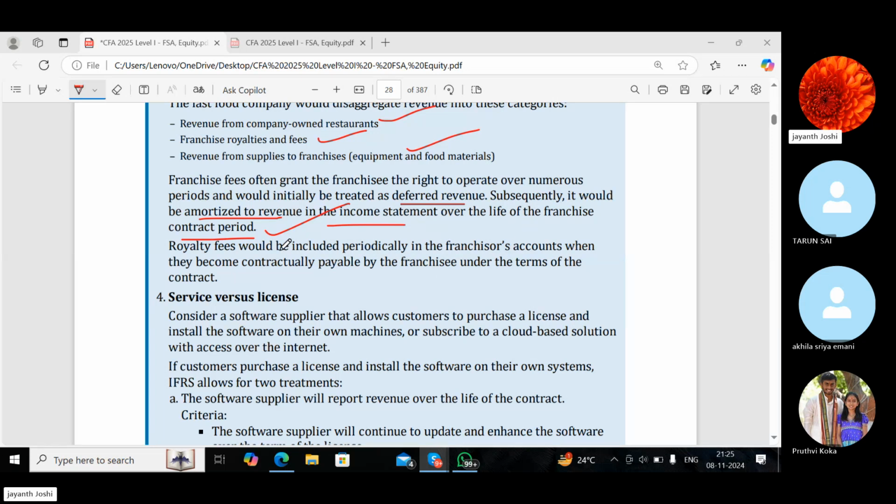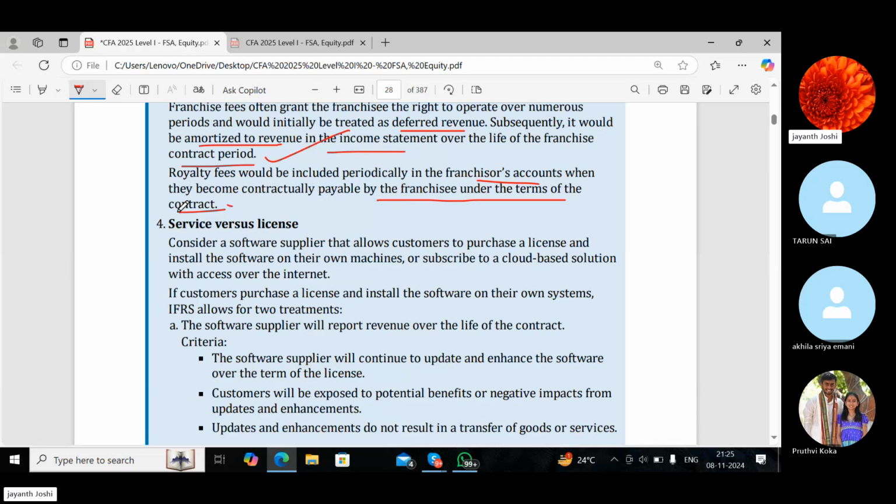Now, royalty fees would be included periodically in the franchisor's accounts when they become contractually payable by the franchisee under the terms of the contract. Simple. Service versus license. Consider a software. See, we take these antivirus softwares, right? There are some companies which give you antivirus softwares.